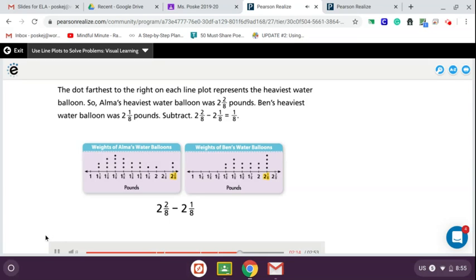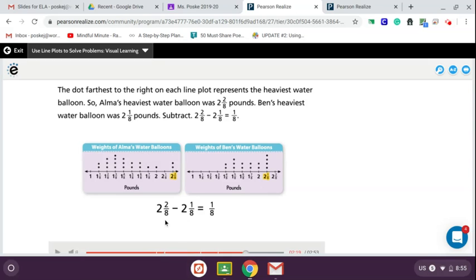Subtract 2 and 2/8 minus 2 and 1/8 equals 1/8. So you see what they did here? They took the two heaviest amounts and figured out the difference between them, to figure out how much more Alma's heaviest weighed than Ben's heaviest. And you did that by subtracting.